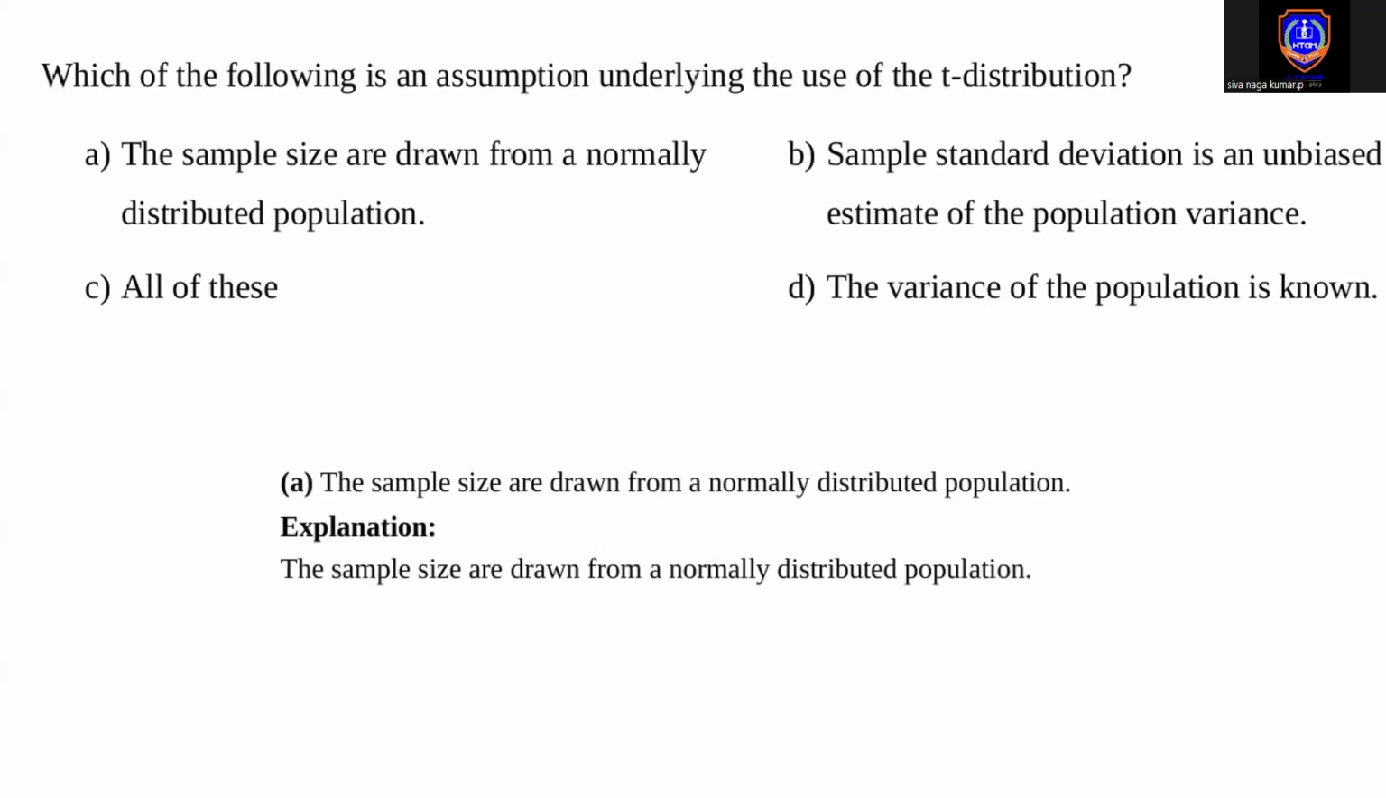Which of the following is an assumption underlying the use of the t-distribution? Option A, sample is drawn from a normally distributed population. Option B, sample standard deviation is an unbiased estimate of the population variance. Option C, all of these. Option D, variance of population is known. The correct answer is option A. Sample is drawn from a normally distributed population.